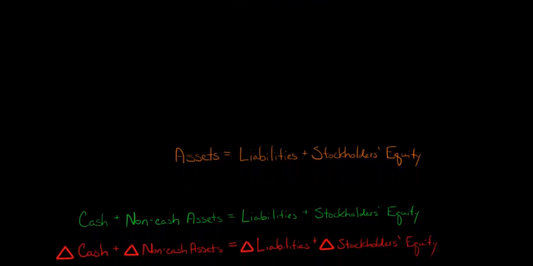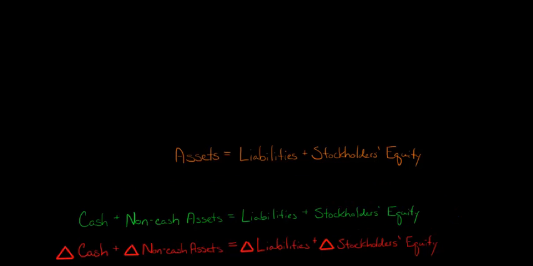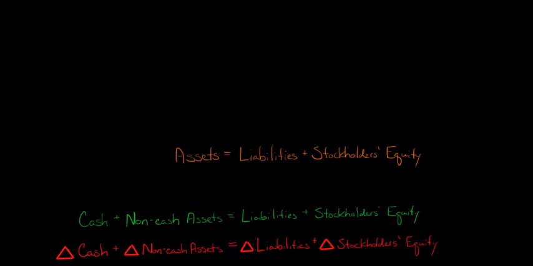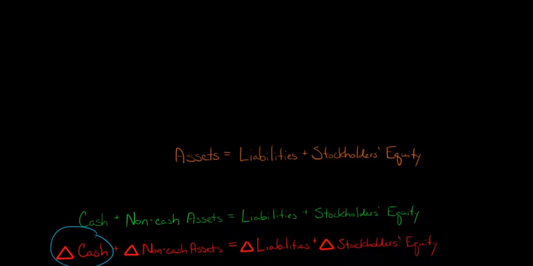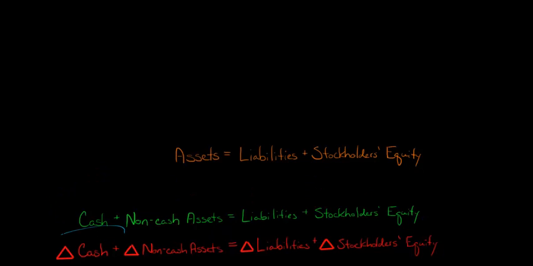Now we could also notice that if we take this equation and look at the change in the left-hand side compared to the change in the right-hand side, if we just look at the changes, so change in cash plus change in non-cash assets, that would be equal to the change in liabilities plus the change in stockholders' equity, right? If you think about it, if this side must be equal to this side, and this side goes up by $100, this side must go up by $100, and so forth, okay? So I've just changed it now. We're looking at changes in each account.